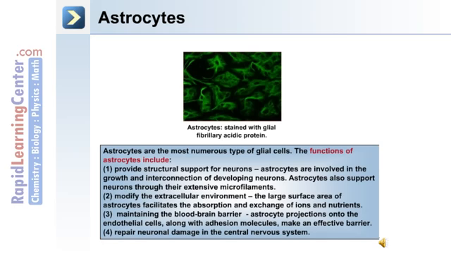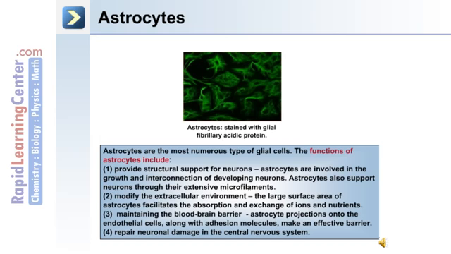Astrocytes are a major glial cell in the central nervous system. They are the most numerous type, and the functions of astrocytes include, number 1, providing structural support for neurons. Astrocytes are involved in the growth and interconnection of developing neurons. They also support neurons through their extensive microfilaments.